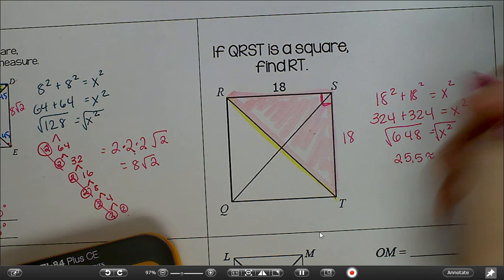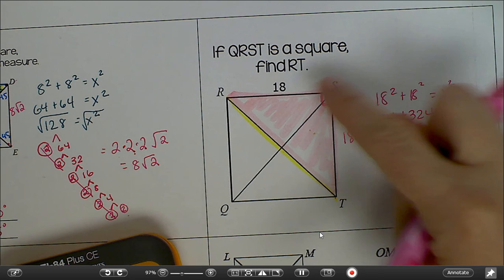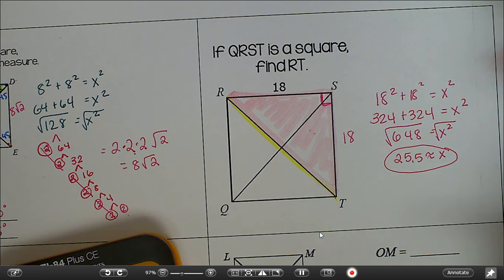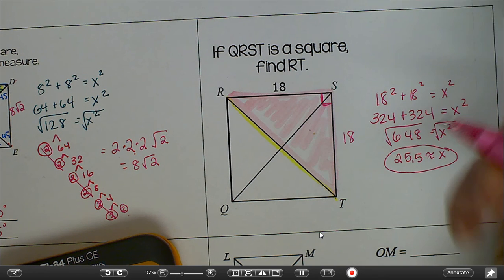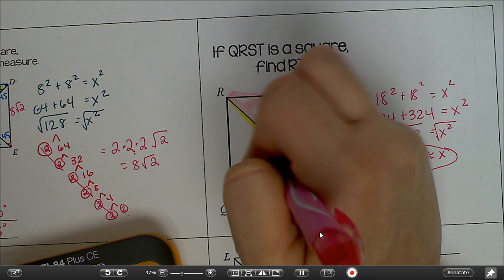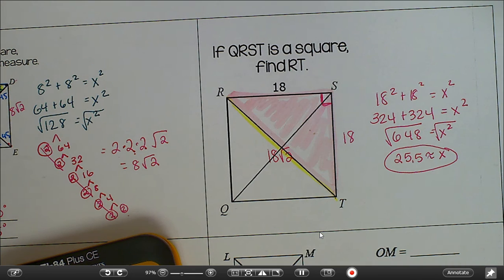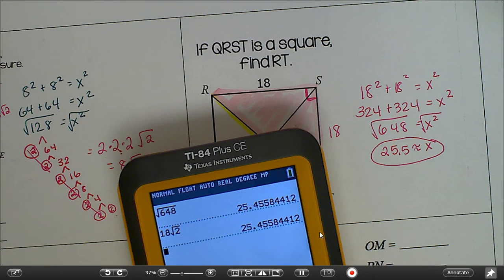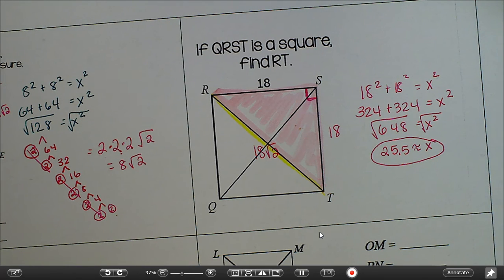Now, because of all the experience I have there, and something we're going to learn later in this class about special right triangles, I know that this side is also 18 root 2. So if I do 18 root 2, I should get the same answer. Now, I know that from experience. You will soon know that from experience. But for right now, the Pythagorean theorem does its job.